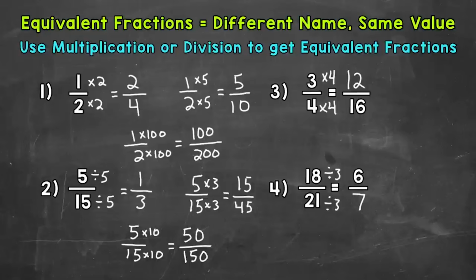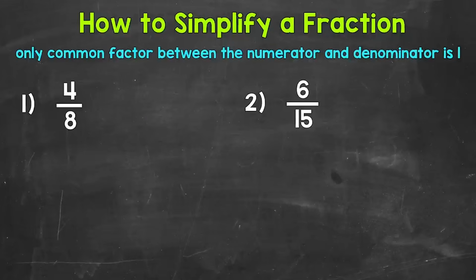So there's an explanation of equivalent fractions. Let's move on to simplifying fractions. Now we will take a look at simplifying fractions. Let's jump into our examples, starting with number 1, where we have 4/8.